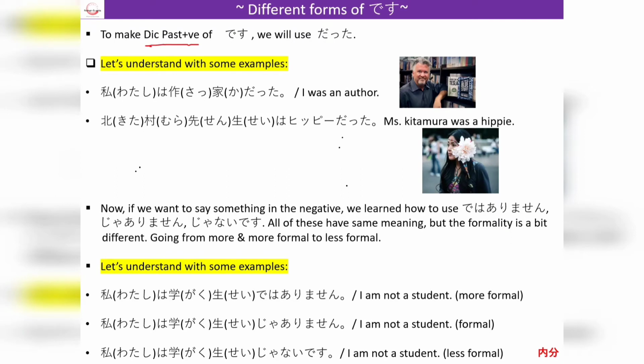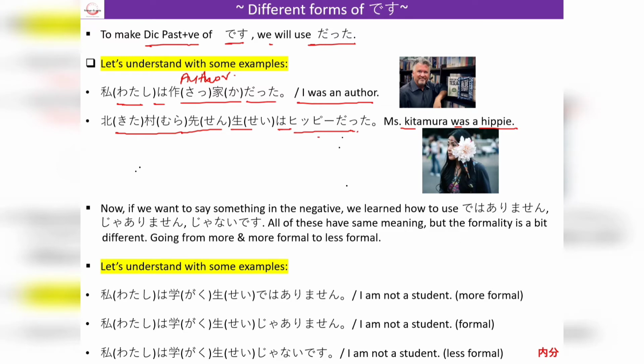To make dictionary past positive of this, we will use datta. For example, watashi wa sakka datta. Sakka is author. I was an author. Kitamura sensei wa hippie datta. Hippie is basically who has long hairs. So Kitamura was a hippie.